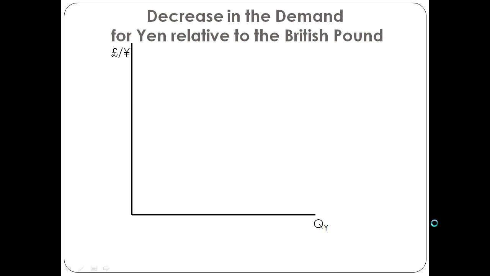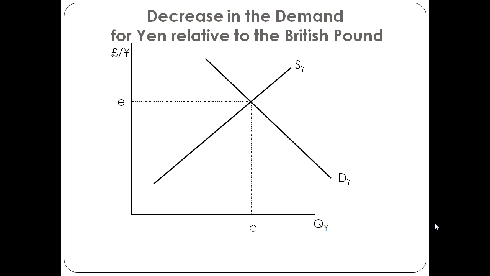All right, now let's take a look at a decrease in demand for the yen relative to the British pound. So here we're going to look at the yen relative to the pound. So we're focusing on the yen. On our y-axis, we have yen relative to pound. On our x-axis, we have the quantity of the yen. And once again, the focus is on the yen. So we have the supply of yen and the demand for yen. Where those intersect, we have an equilibrium exchange rate and quantity of yen.